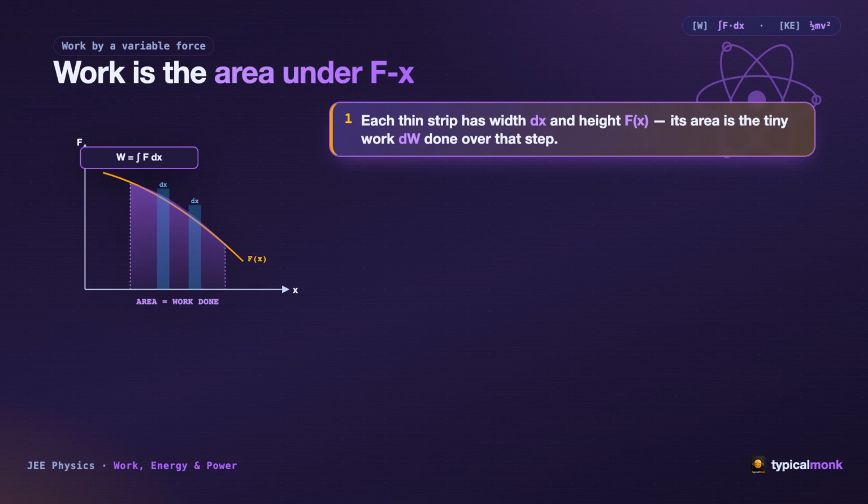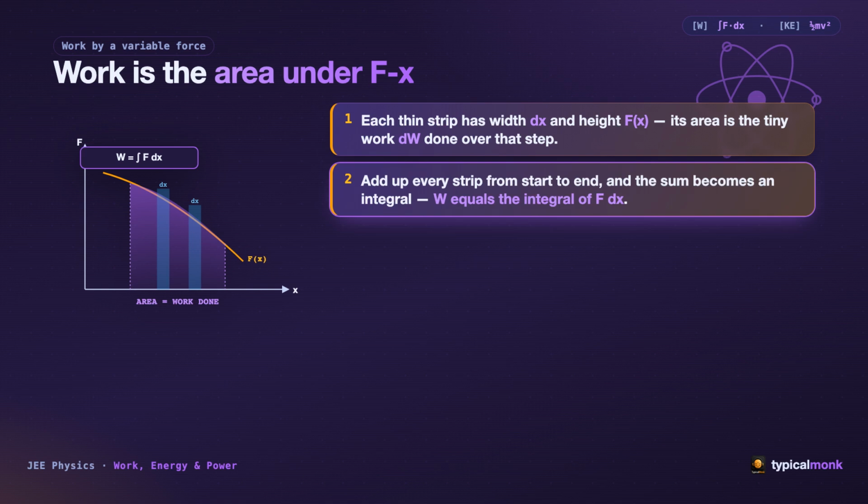Zoom into one thin strip of width dx. Its height is the force at that point, so its area is a tiny piece of work, dW equals F dx. Now add every strip together from the starting position to the final one, and in the limit of infinitely thin strips, that sum becomes the integral of F dx. The total work is simply the area trapped under the curve.